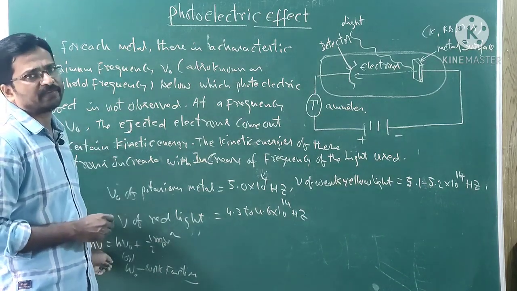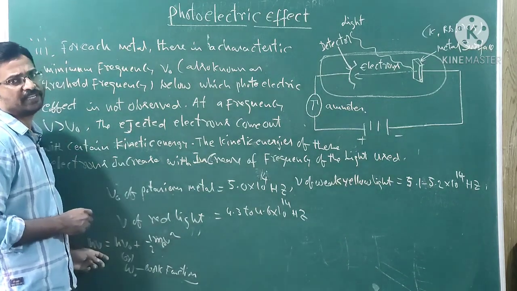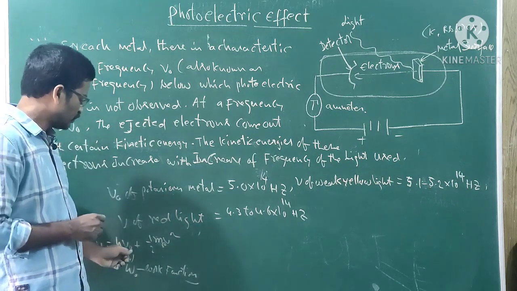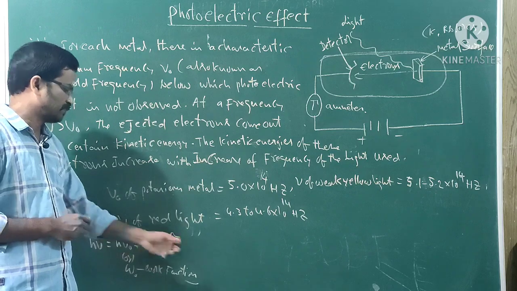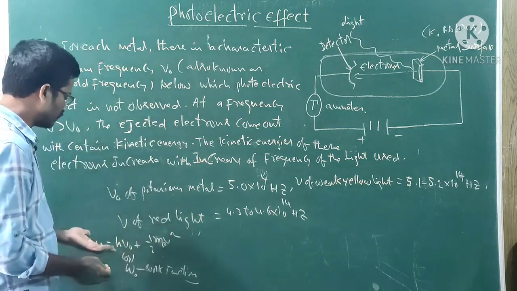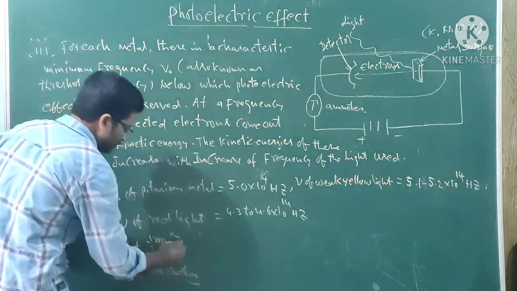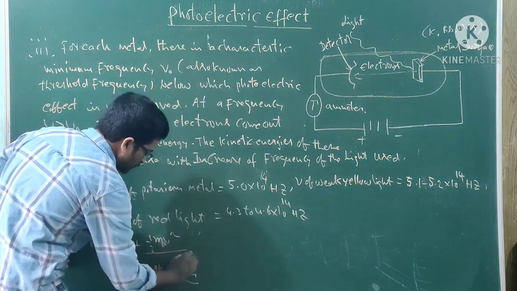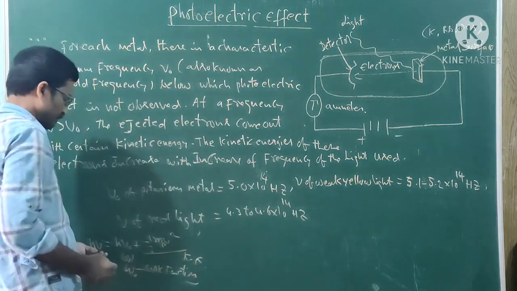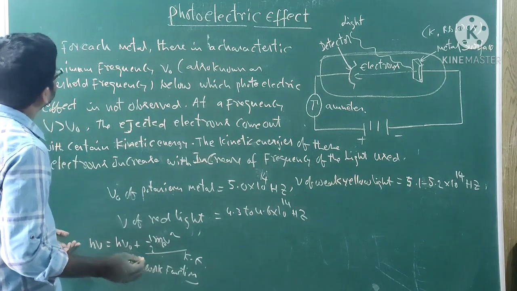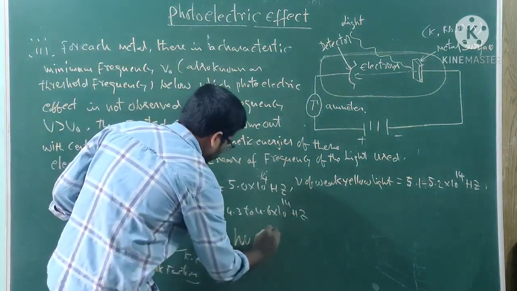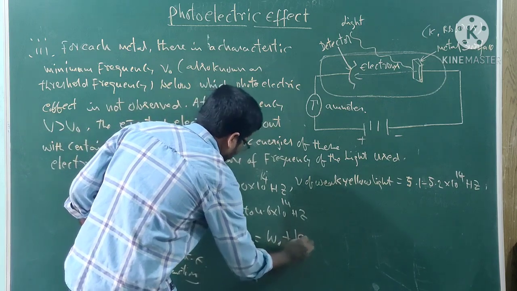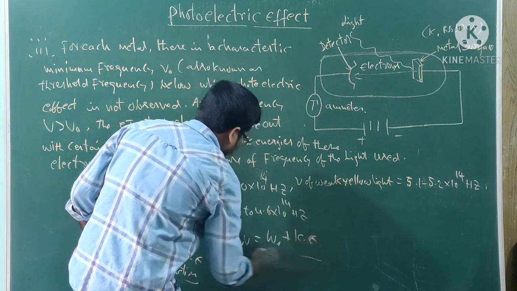Based on the photoelectric effect, they derived the equation hν = hν₀ + ½mv². Here ½mv² is known as the kinetic energy of the electron. You may write this equation as hν = work function + KE.